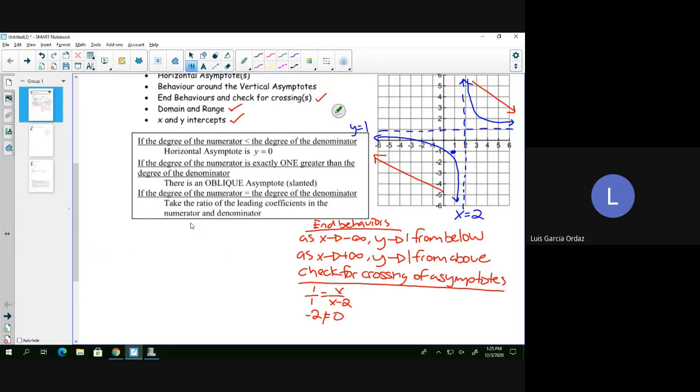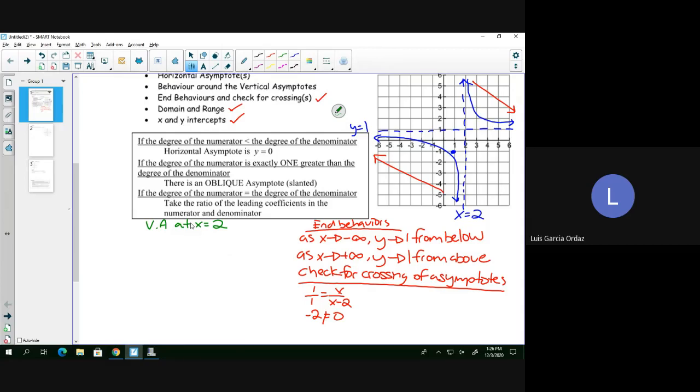So the last thing we want to do is check the behaviors around the vertical asymptotes. Okay. So our vertical asymptote, we said, is that x is equal to 2. Okay. So this is going to be something relatively new. So we're going to check what happens when we approach 2 from the right and 2 from the left, okay?